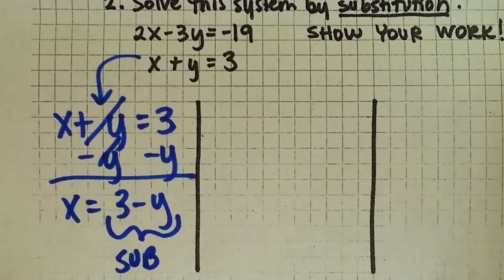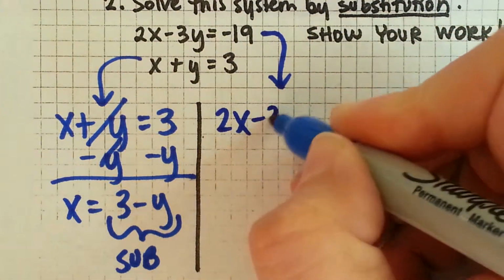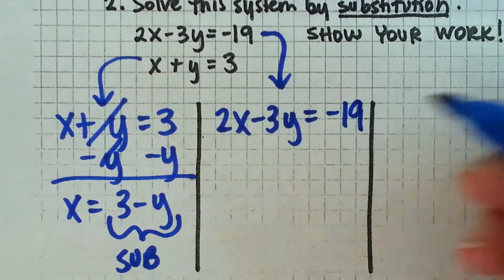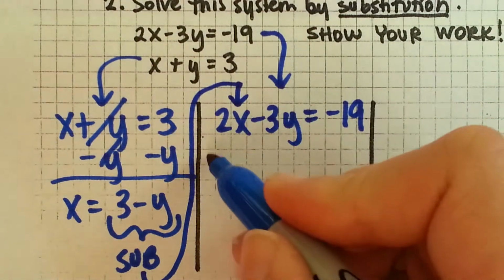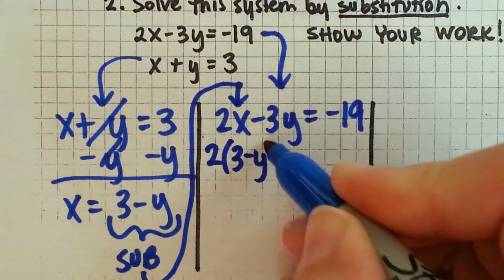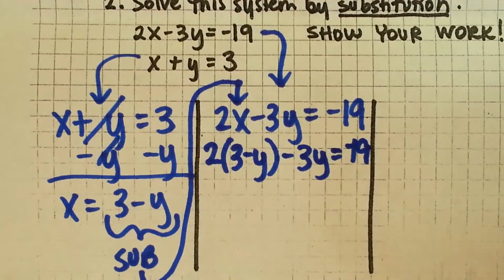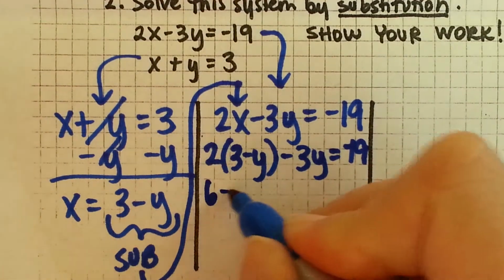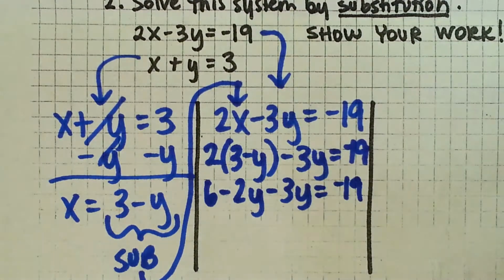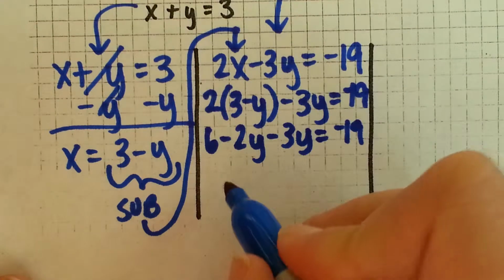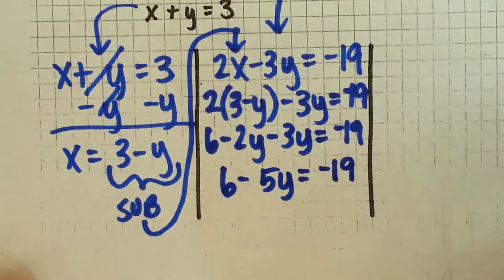Since I used that equation in the first column, I need to use the other equation in the second column. So I have 2x minus 3y equals -19. In place of x, I'm going to put its sub. So I have 2 times 3 minus y, and then minus 3y equals -19. Distribute, and I get 6 minus 2y minus 3y equals -19. If I combine like terms, I have 6 minus 5y equals -19.